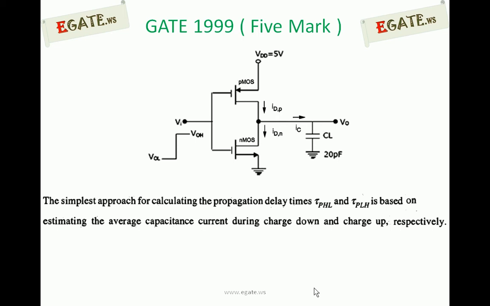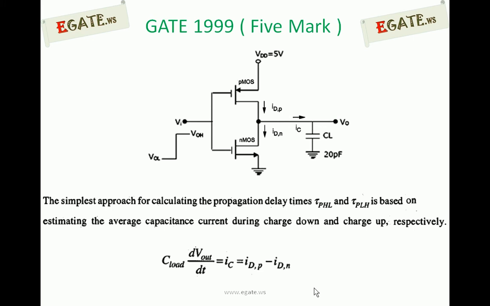So the simplest approach for calculating the propagation delay times is based on average capacitance current during charge down and charge up respectively. By estimating the average capacitance current during charging up as well as charging down, we can calculate the propagation delay times. So we will see how to calculate tau p HL.